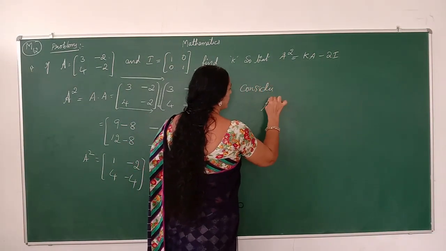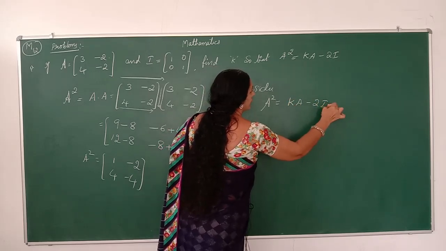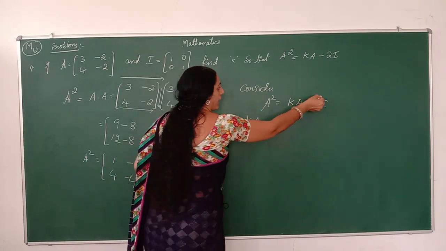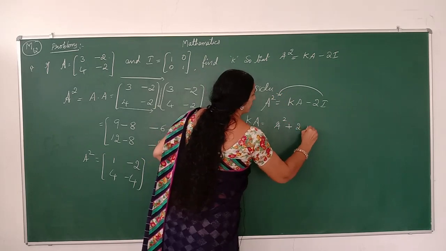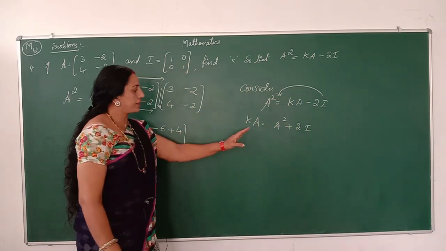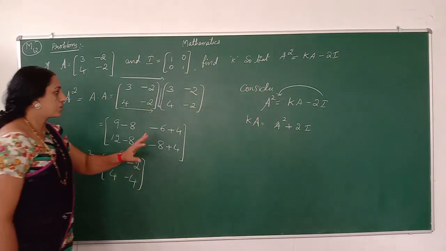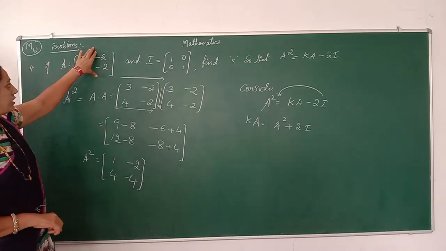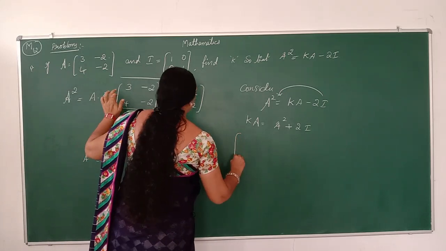Consider A square is equal to kA minus 2I. So it can also be written as kA is equal to A square plus 2I, means the terms of k are on one side and the remaining terms of the equation are on the other side. So then we will substitute. kA means all the elements of A are multiplied by k.